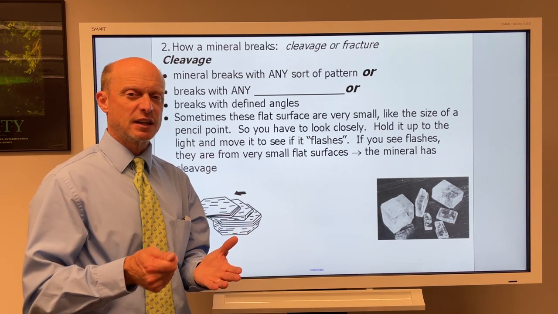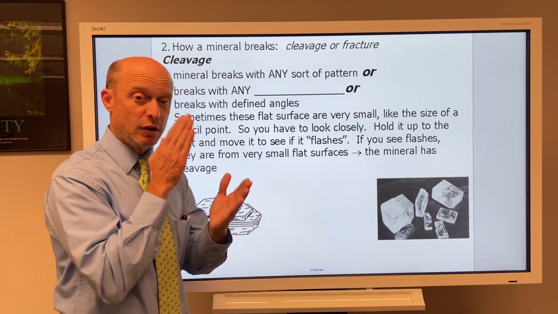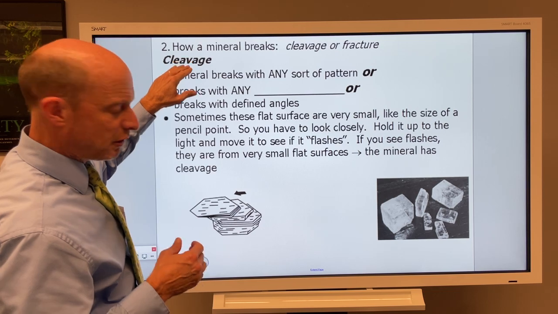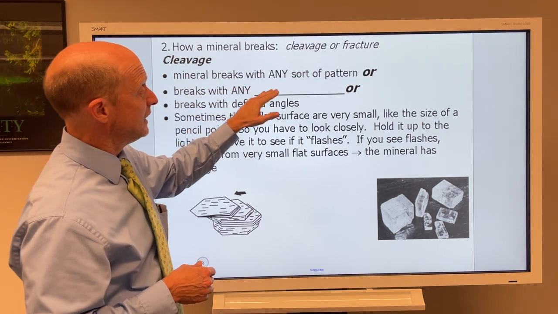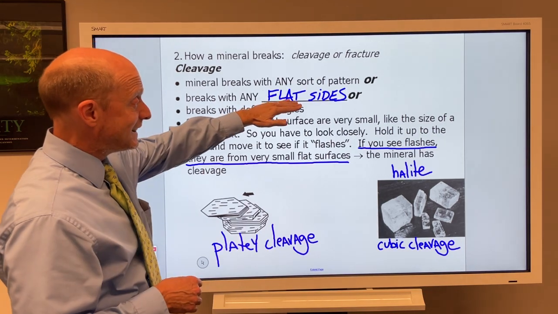Cleavage means think about if you have a meat cleaver, it cleaves really nicely, along a flat side. So if a mineral has cleavage, the mineral breaks with some sort of pattern or breaks with flat sides.